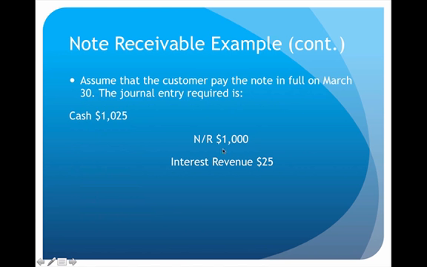I eliminate the note receivable with a credit of $1,000, and that additional $25 that I received, that's actually revenue, and it's interest revenue. So I made $25 on this situation.